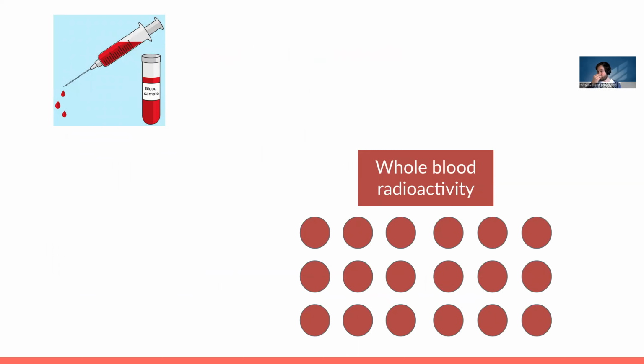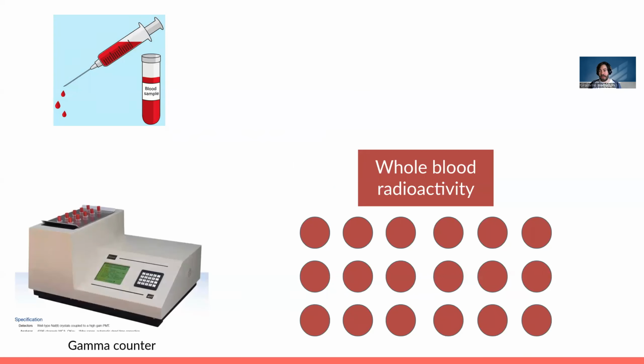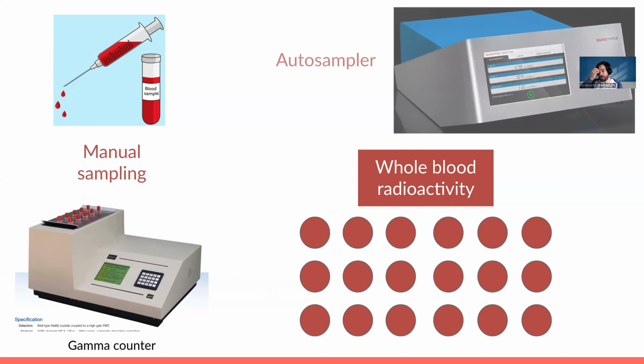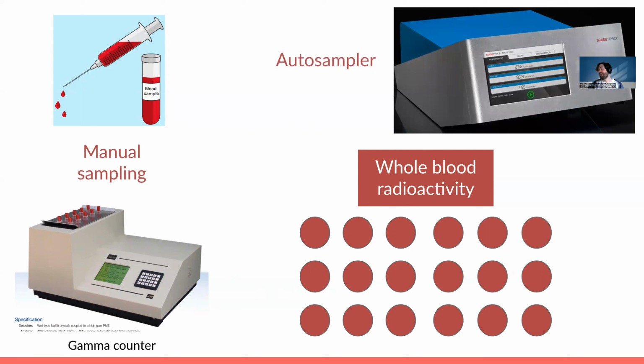If we imagine we just want to know the radioactivity in the blood, we can just take a blood sample and look at the radioactivity. We take a little blood sample, put it into a gamma counter, and we can measure its radioactivity. It's easy as that. If we want to measure a little bit more quickly, some groups make use of an auto sampler, as opposed to manual sampling, where it's basically a tube that sucks the blood through and measures radioactivity inside the blood at each time point.